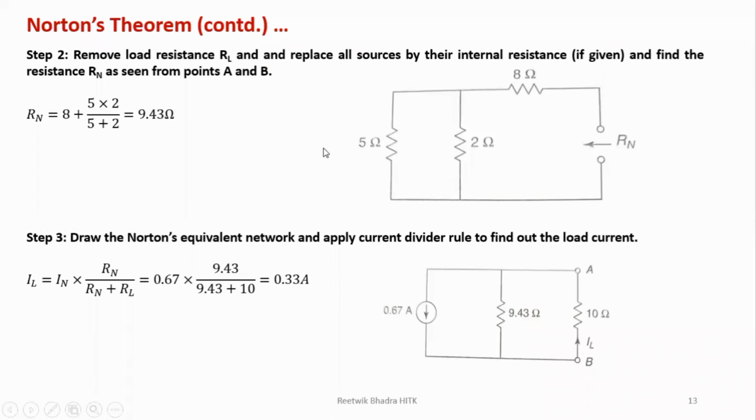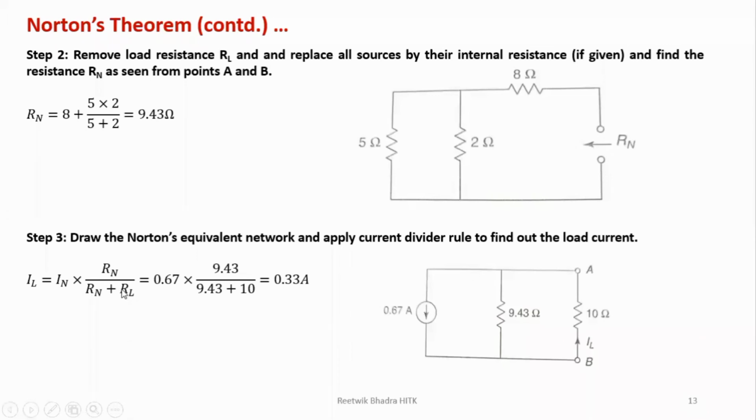You look from this side. You have to start from the extreme end, the opposite end of this. So 5 and 2 is in parallel, so 10 by 7. So 10 by 7 plus 8 gives you 9.4. Last step, draw your equivalent circuit, and use your equation.